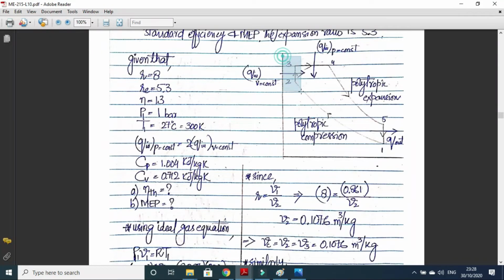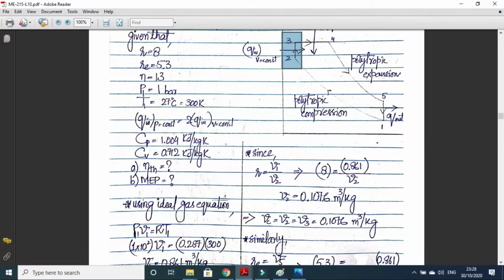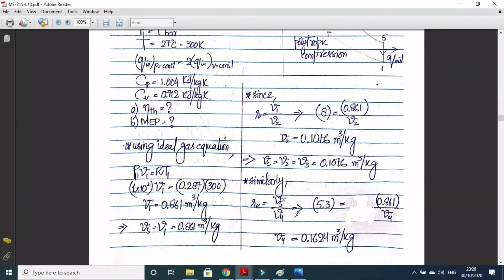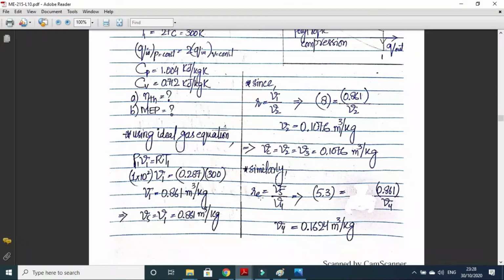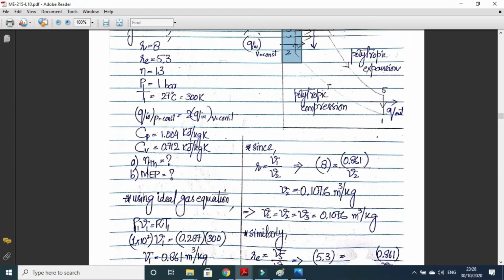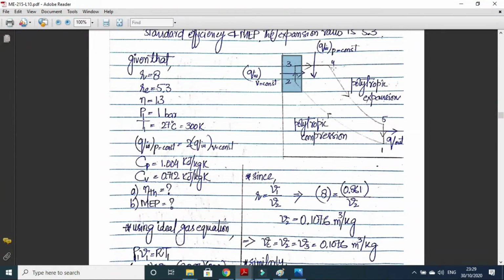Now V2 is equal to V3, and V2 and V3 are the clearance volume, because this is the top dead center, and the volume in the cylinder at top dead center is actually clearance volume. So V2 is equal to V3 is equal to Vc. Similarly, the expansion ratio is given, which is V5 upon V4.